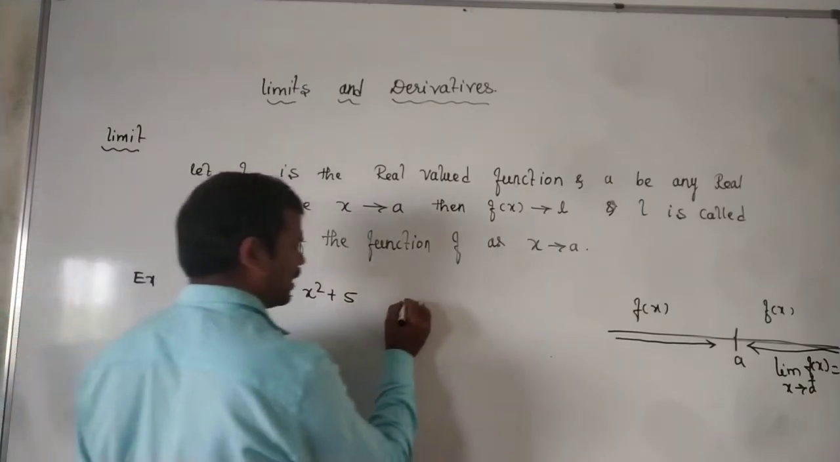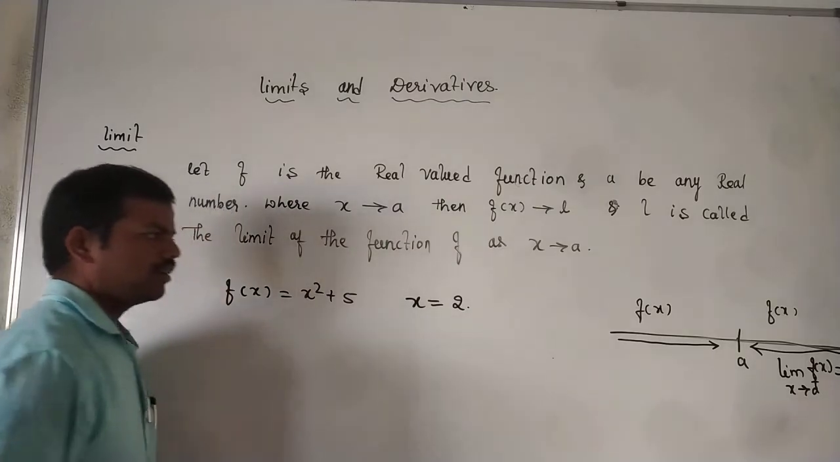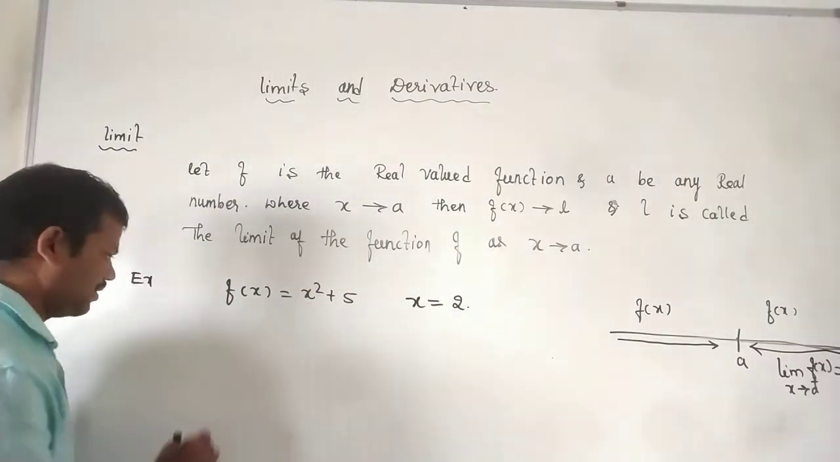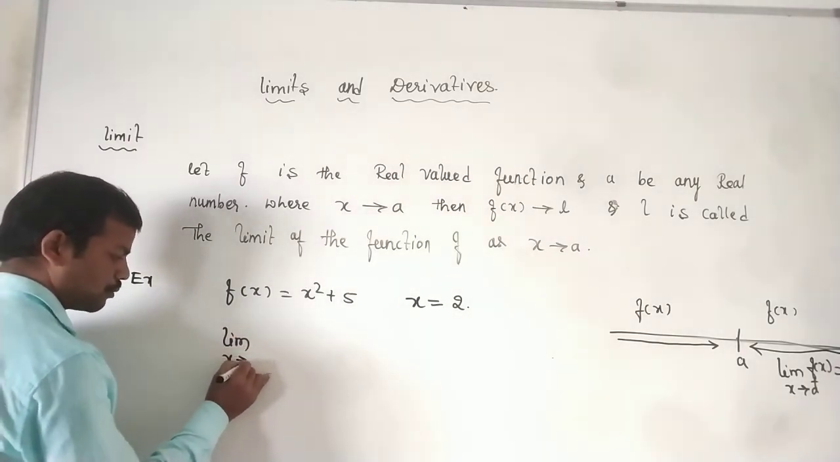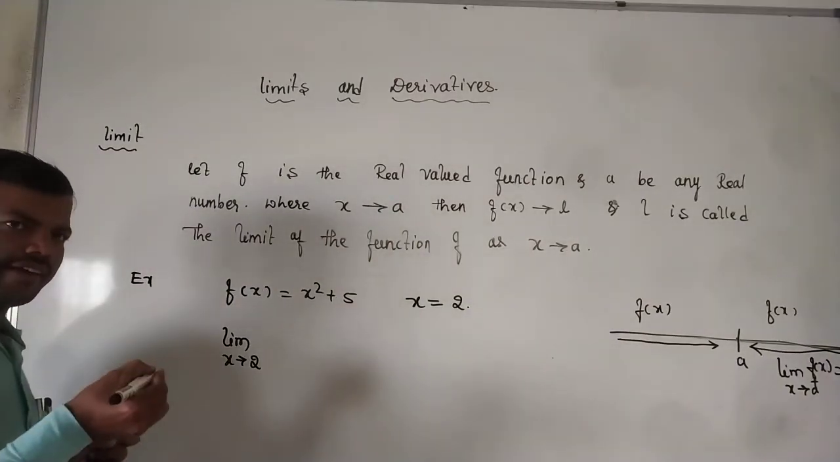So the limit at x equal to 2, we have to find out. That means x approaching 2, we have to find out the limit. So how do we indicate that? Limit as x approaches 2.